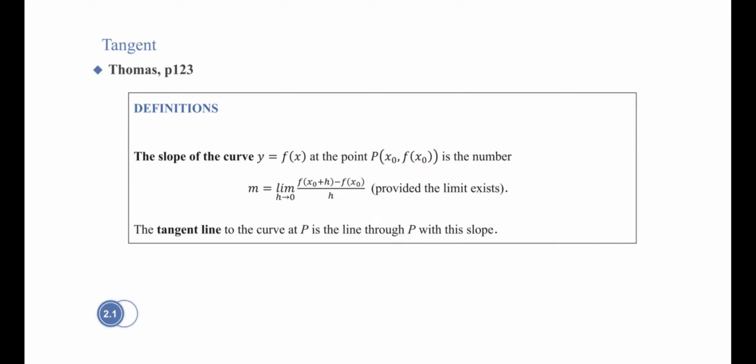We write this idea more formally. The slope of the curve at point P, (x0, f(x0)), is defined as a limit. The slope m is the limit as h approaches 0 of f of x0 plus h minus f of x0, over h. This formula is the limit of the difference quotient. It gives the instantaneous rate of change of a function at x. So when this limit exists, the derivative tells us the slope of the tangent line at that point.